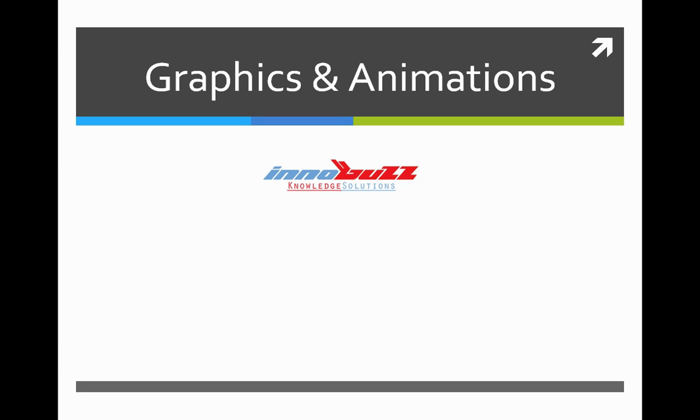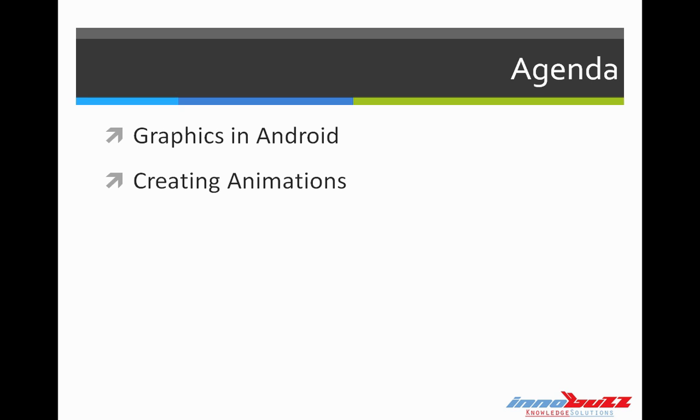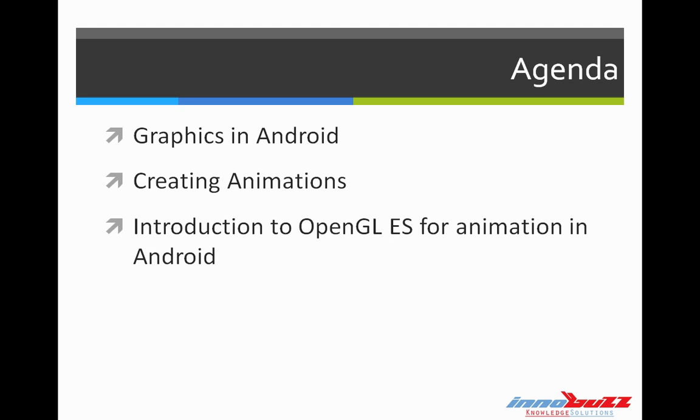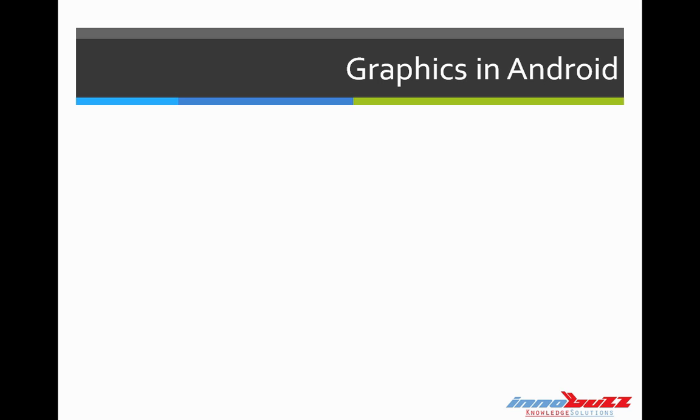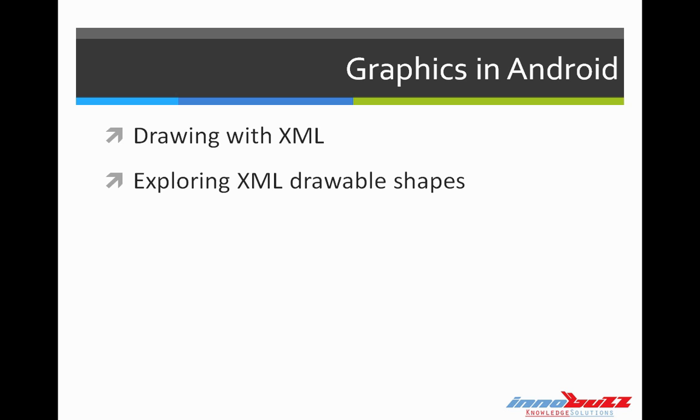Graphics and Animations. In this chapter, we will be covering the following topics: graphics in Android, creating animations, and an introduction to OpenGL ES for animation in Android. Graphics in Android. Under graphics in Android, we will see the following topics: drawing with XML and exploring XML drawable shapes.